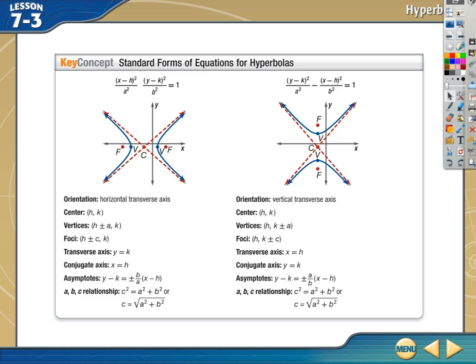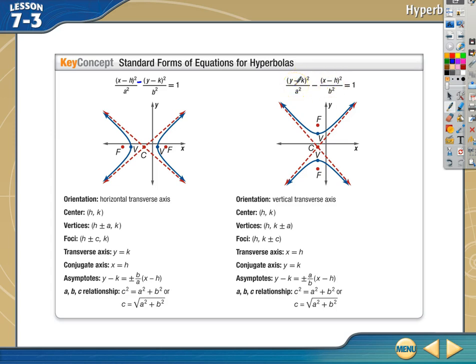For starters, one of the things that we need to deal with is that there's no minus sign right here. You need to put a little minus sign. So let's take care of that. And a couple of things that are the same as the ellipses is the H and the K are still your centers. The H and the K are still your centers.